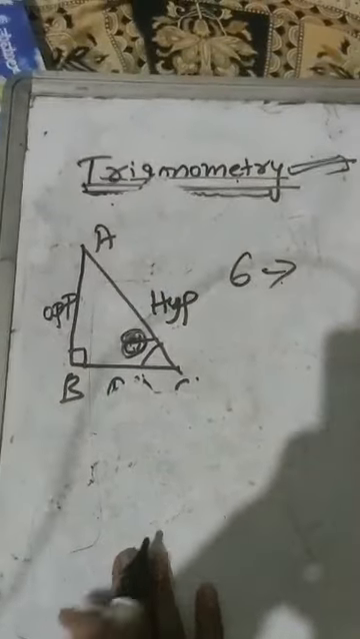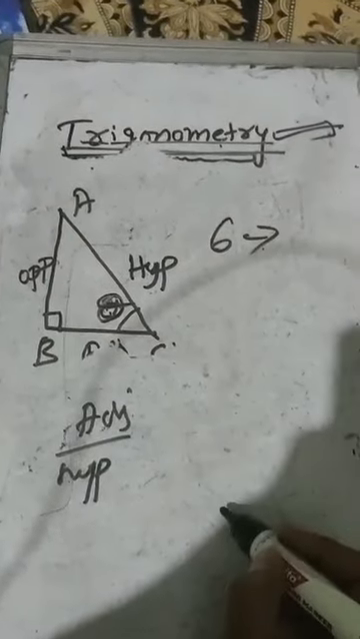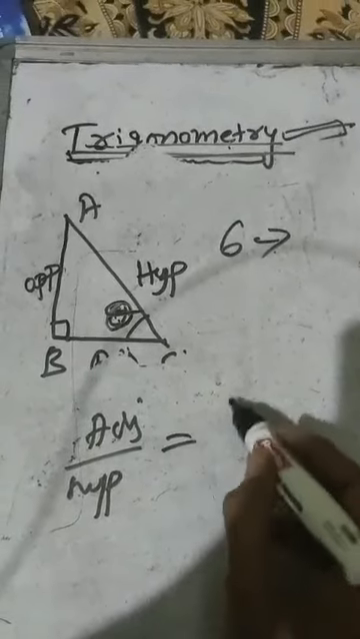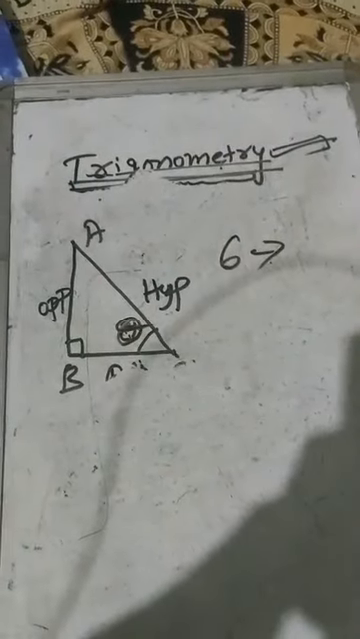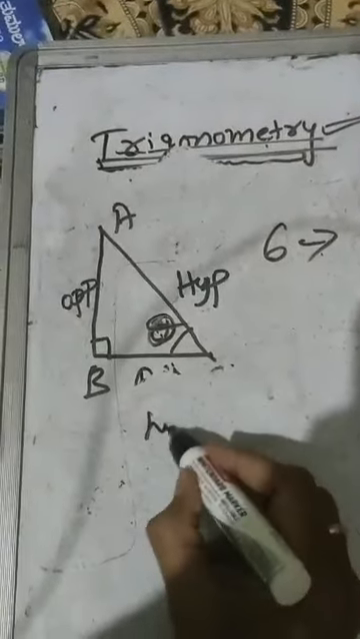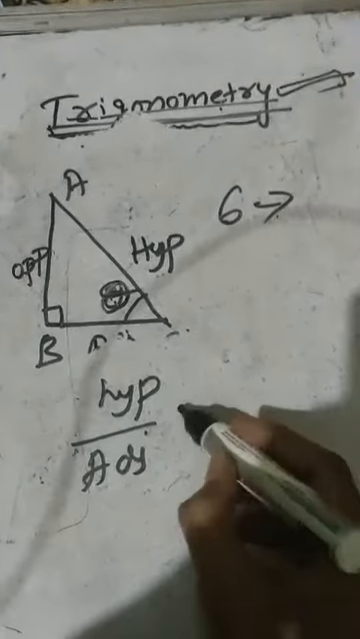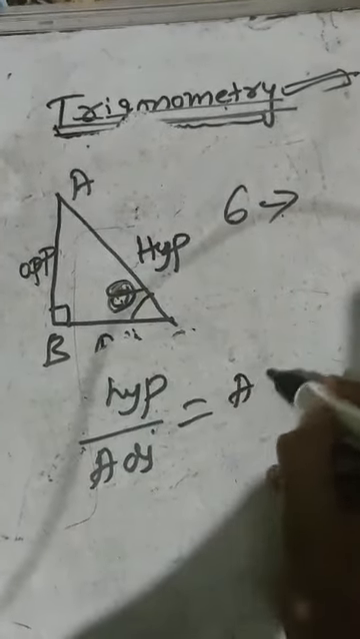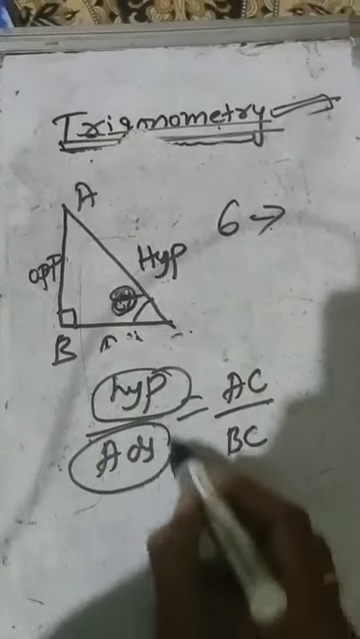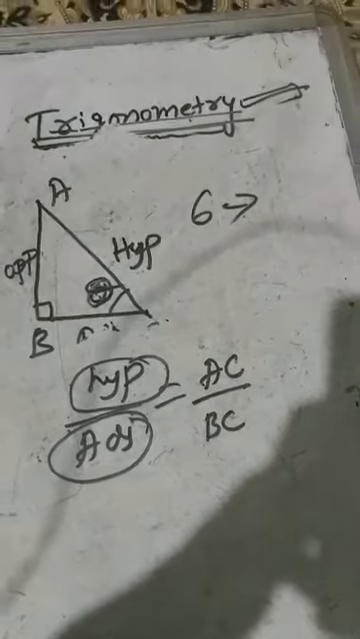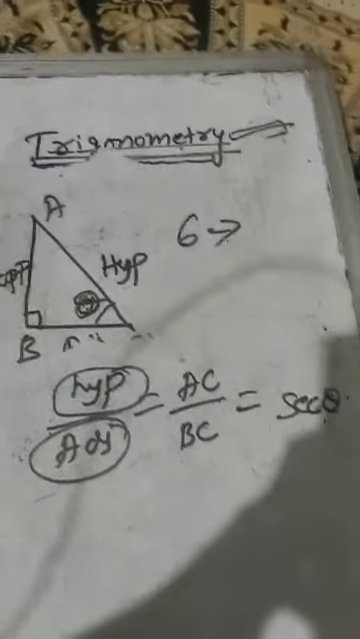Then the next ratio is adjacent by hypotenuse, which we already discussed. Next we discuss hypotenuse by adjacent. What is hypotenuse here? AC is the hypotenuse. What is adjacent here? BC. The ratio of hypotenuse to adjacent we name secant theta, simply sec theta.